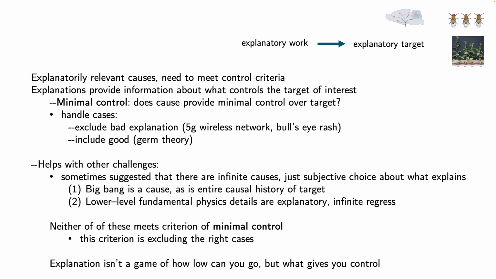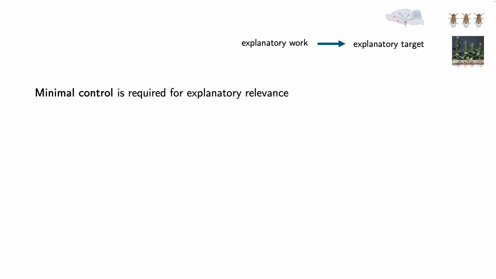One of the other points that I'm kind of suggesting in this talk is explanations are very selective. Scientists can't cite all of the details out in the world, but they also don't need to reach their goals. So neither of these kinds of challenges meets this criterion of minimal control. Part of what this shows, in my view, is this is a criterion that is excluding the right types of cases. So minimal control is required for explanatory relevance, but we want so much more than this, right?